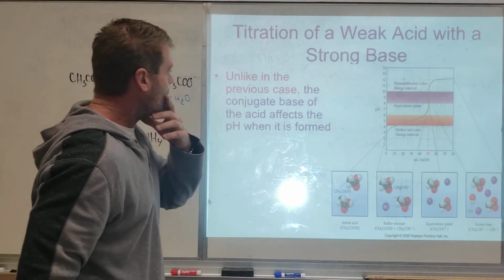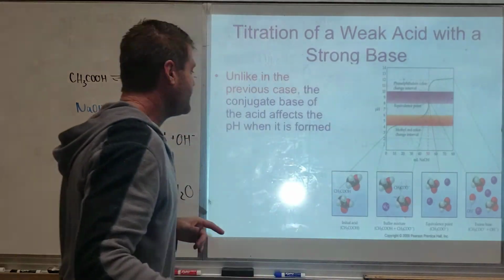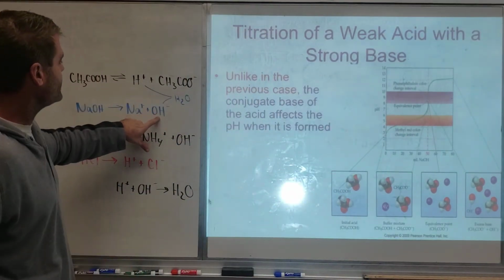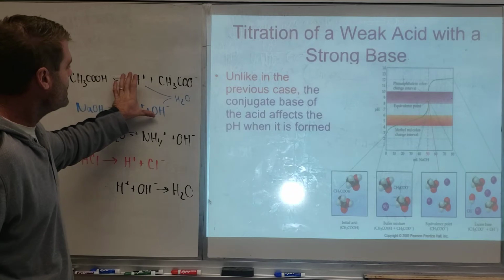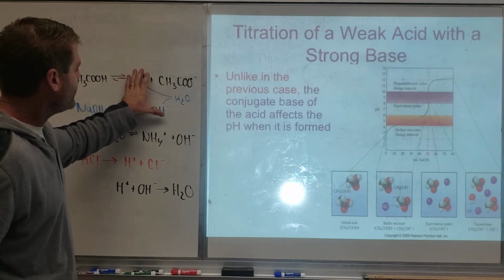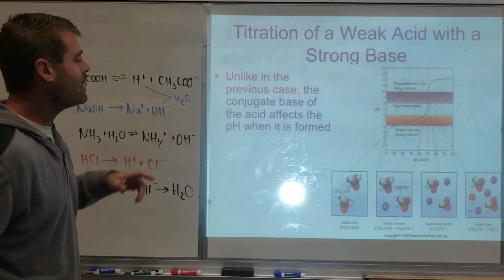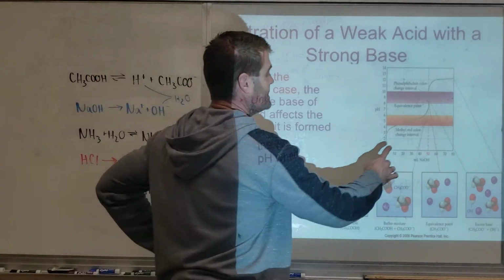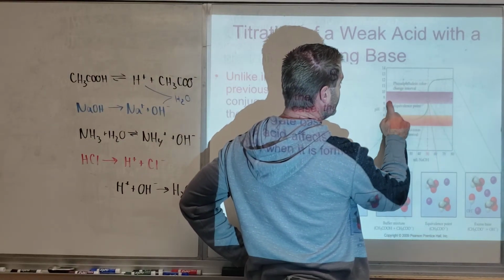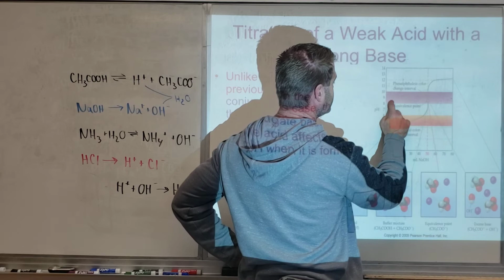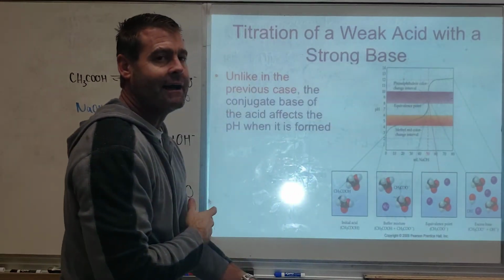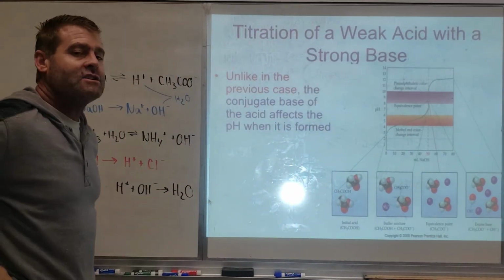But now, eventually you're going to reach the equivalence point. And you remember, that's the point at which we've added just enough OH minus as the H plus that are present. So all of the H plus ions and OH minus ions have combined to form water. But you'll notice, at the equivalence point here, it's at a pH of about 8.5. Why is the pH not at 7?